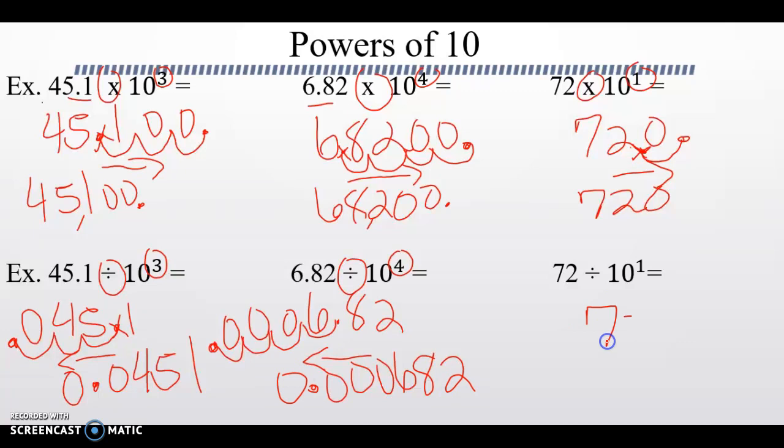And last, we have 72. We're dividing, so the digits need to be on the right. When you do not see the decimal point, it's located at the back.